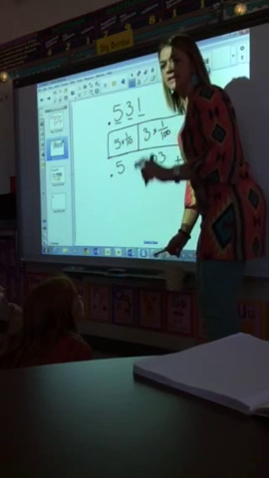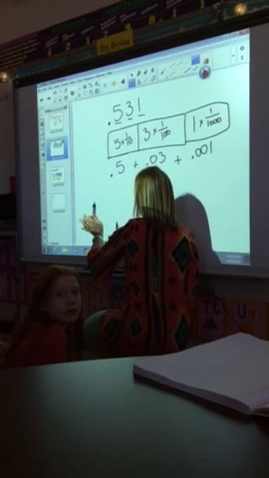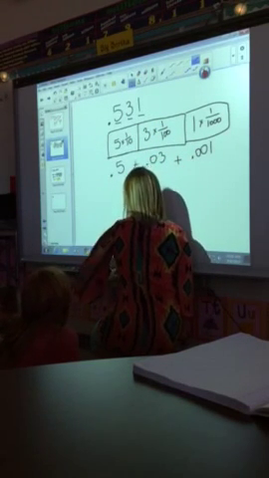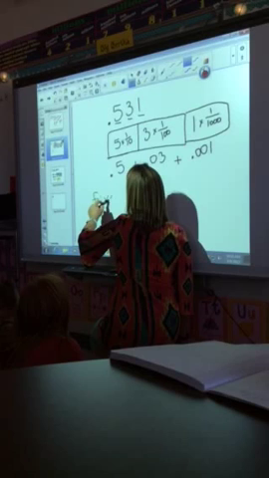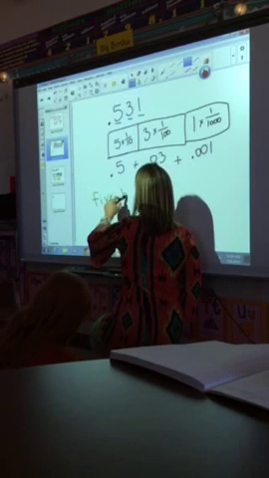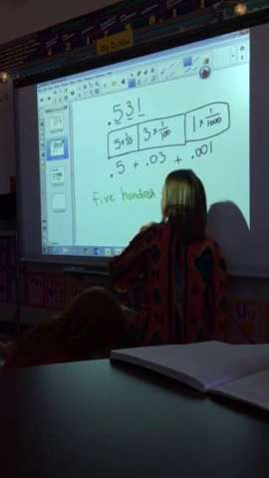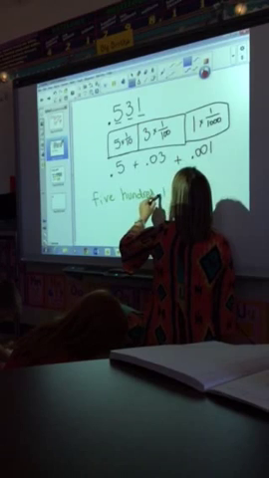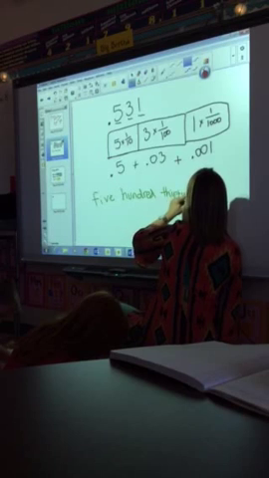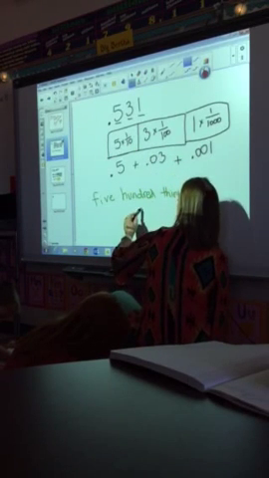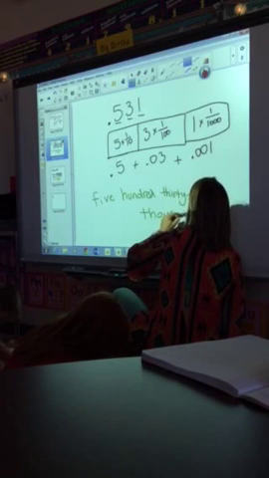I'm going to write that down as well. So what that would look like in word form is five hundred thirty-one thousandths. I don't include the word and, do I? No. Because that represents the decimal. Good. And he said just that place that we ended in, which was thousandths. Excellent job with that.